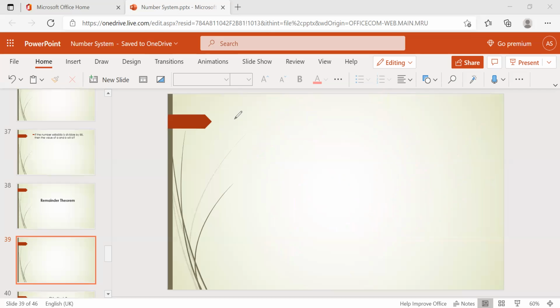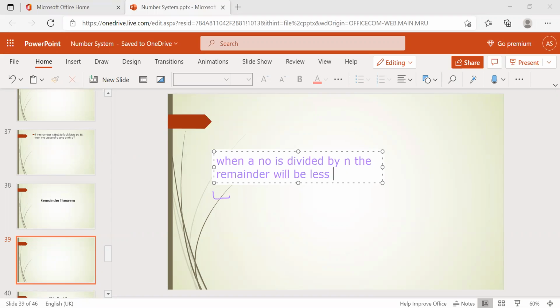Now, for example, when a number is divided by n, the remainder will be less than n. Right? It's very important. So the remainder will be 1, 2, 3, and so on, up to n minus 1. So when a number is divided by n, the remainder will be less than n, right? Up to this, is it clear?